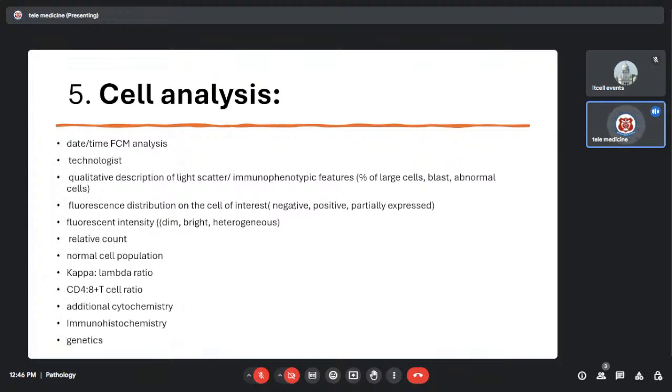In case of CLPDs, kappa lambda ratio, 4:8 ratio in case of T cell analysis. Any additional cytochemistry you have done, other immunohistochemicals that are helpful in making the diagnosis, you mention that also in the report, and genetics.